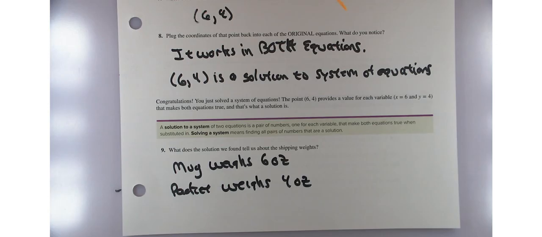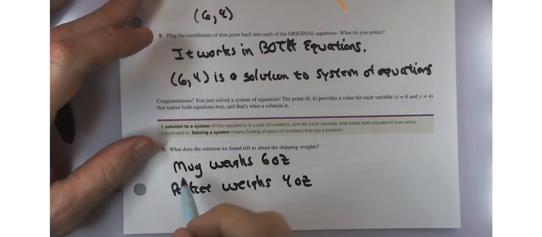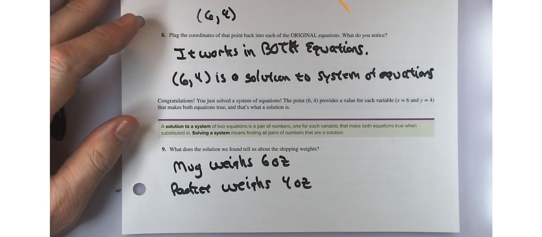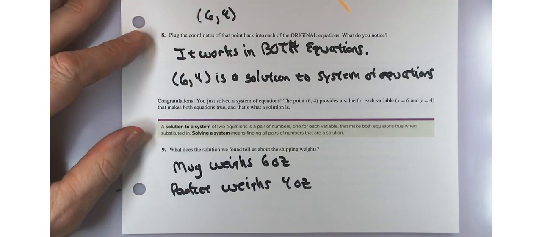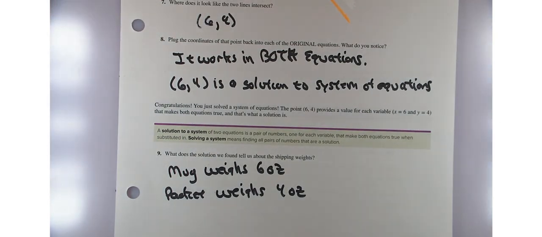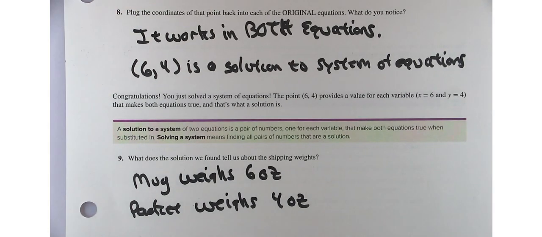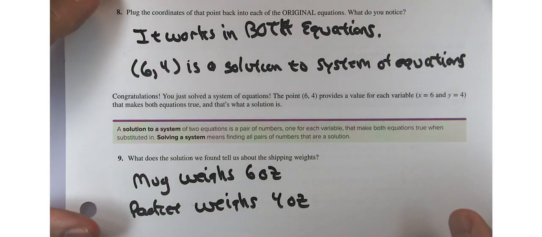Morgan, question on that? A mug weighs 6 ounces and a packet weighs 4 ounces. Sorry about that. Nice, nice. Can I flip this? We good here? All right.